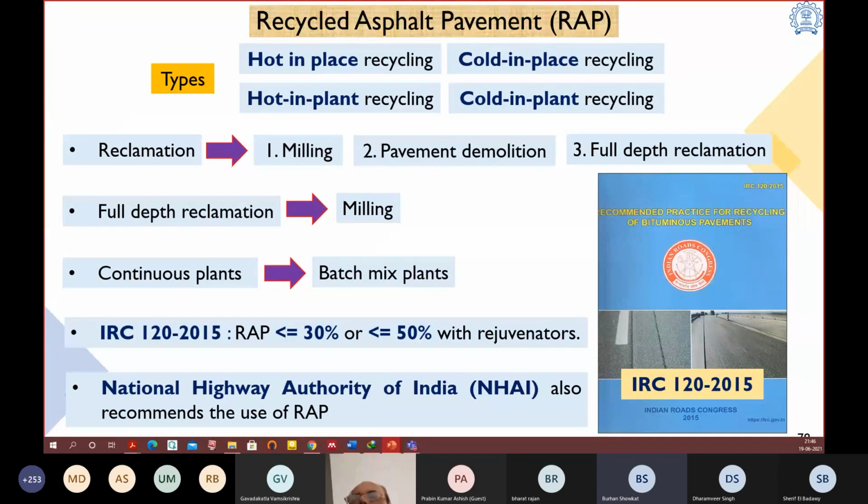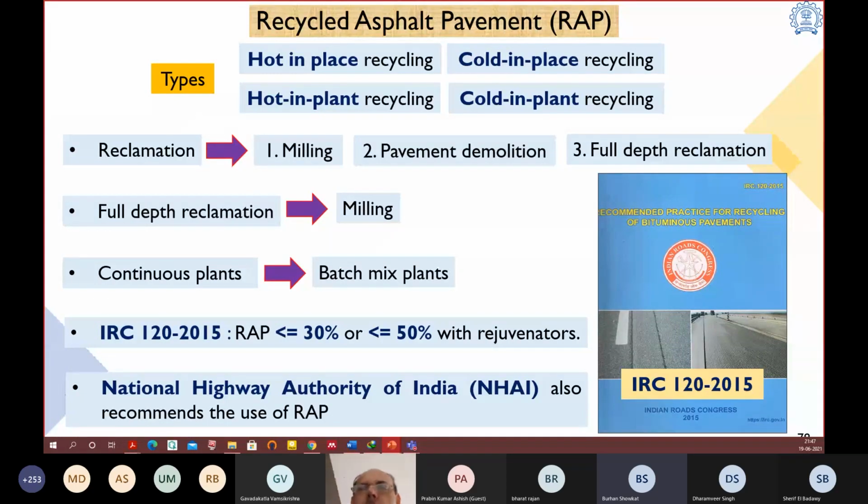As far as the utilization of RAP is concerned, IRC 120:2015 states that the RAP proportion should be less than or equal to 30%, or less than or equal to 50% but with rejuvenators. The reason for limiting the quantity of RAP in the pavement may be because of apprehensions in the industry with regard to how much actual blending of RAP binder takes place in the pavement. Second, it may be because of variability in RAP from different sources. And lastly, it may be because of unproven performance in the field.